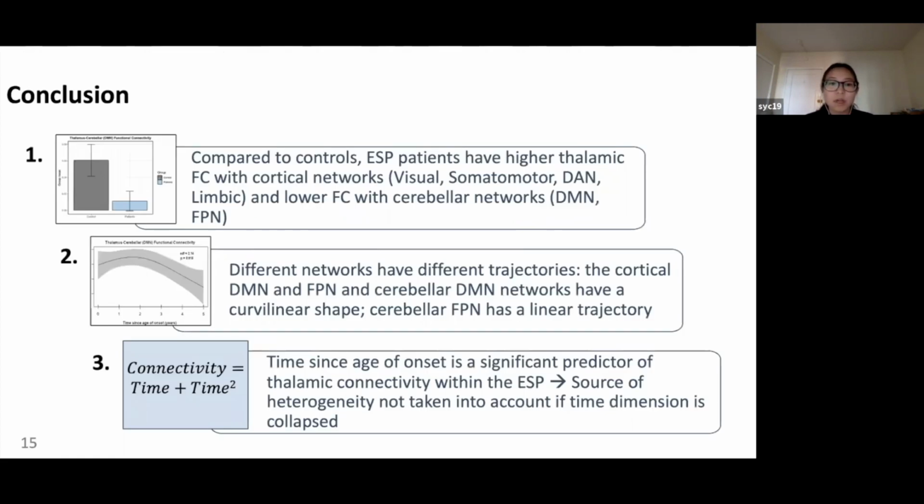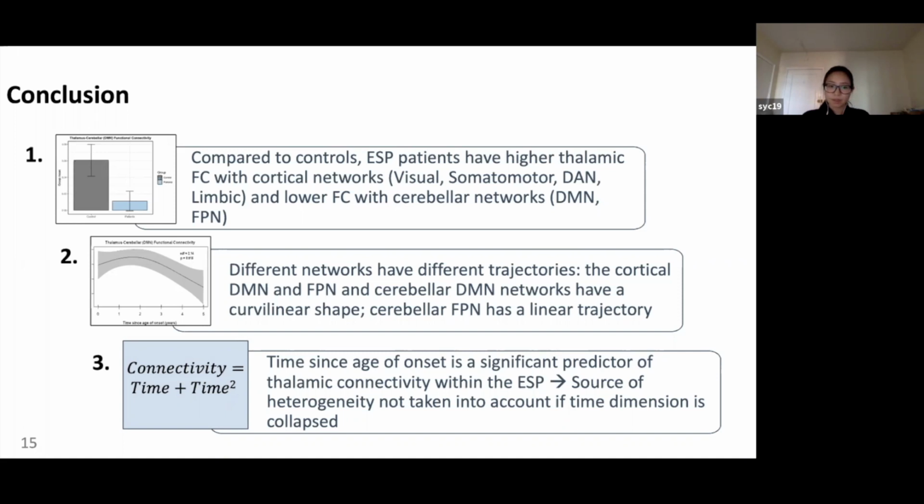So to conclude, compared to controls, patients have higher thalamic functional connectivity with the visual, motor, dorsal attention, and limbic networks, and lower functional connectivity with the cerebellar, DMN, and FPN networks. Different networks also have different trajectories. Some networks are relatively stable over time. Some networks follow a more curvilinear trajectory, such as the cortical, DMN, and FPN, and some networks follow a linear trajectory.